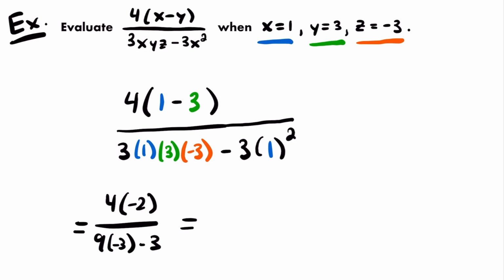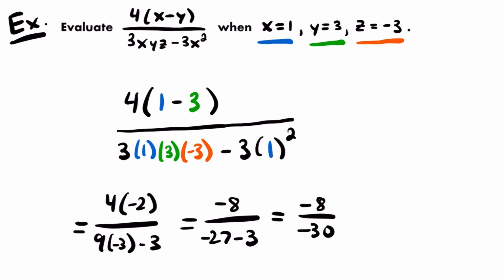Okay? Now simplifying further, we have 4 times -2. That's equal to -8. And then we're dividing by 9 times -3 minus 3. 9 times -3 is -27. So we have -27 minus 3, and -27 minus 3 is -30. So this is equal to -8 divided by -30. Now, because we have a negative number divided by another negative number, those negatives are canceled out. We're just going to be left with 8 divided by 30, or 8/30ths.